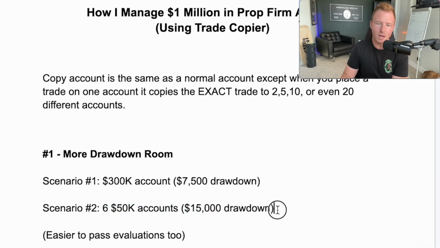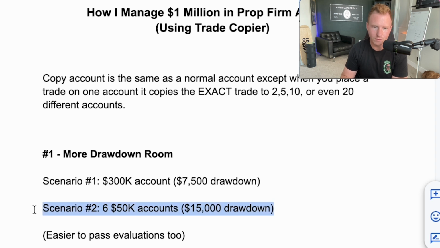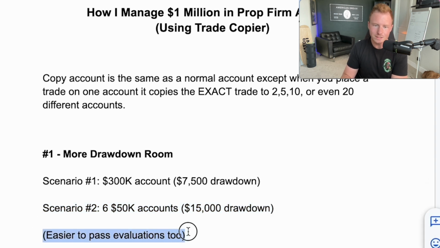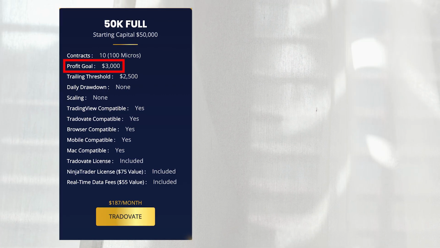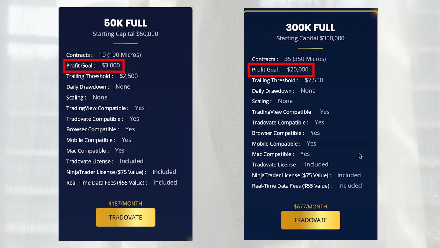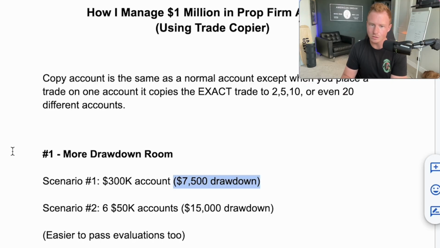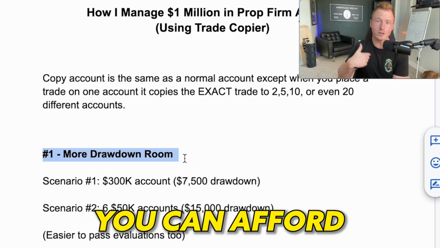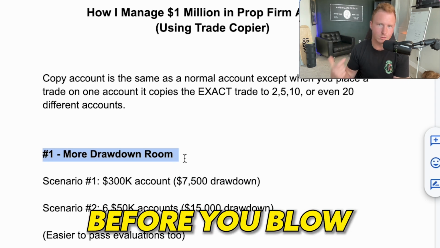So you get double the amount of drawdown with the same amount of funds. And they're also easier to pass the evaluations too, because on the 50K accounts, you only have to make $3,000, where the 300K accounts, you have to make $20,000, okay? So that's the first reason, there's way more drawdown room. You can afford to take more losses before you blow your accounts.